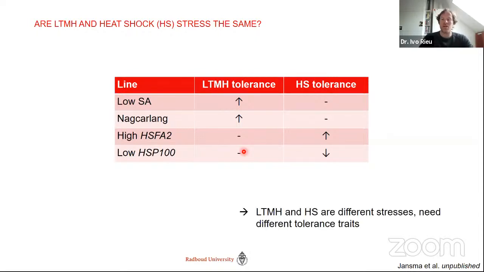Okay, so altogether, we can already say here that long-term mild heat and heat shock are different stresses, and they need different tolerance traits. So looking at all the literature on heat shock, it will give you much information, but not about what is happening under long-term mild heat. It still doesn't answer what is happening in the field. We'll come back to that. Which of these two is actually more relevant in field heat waves?